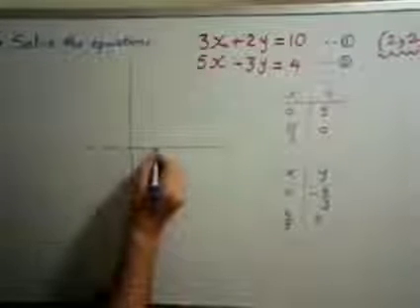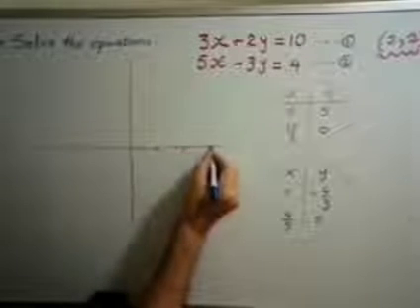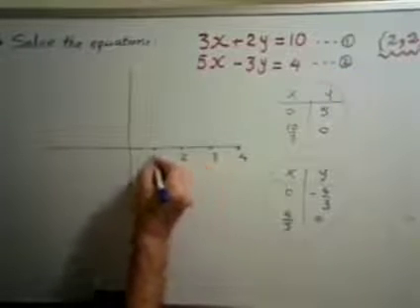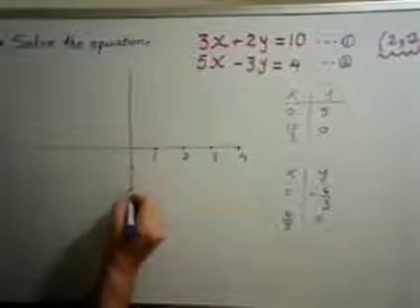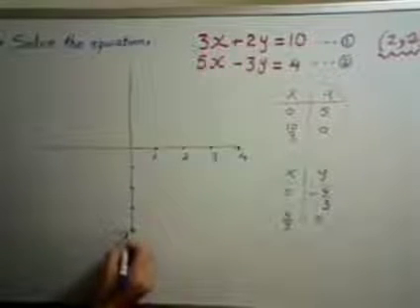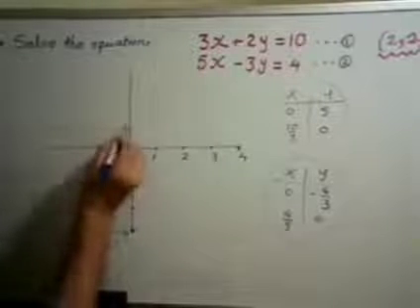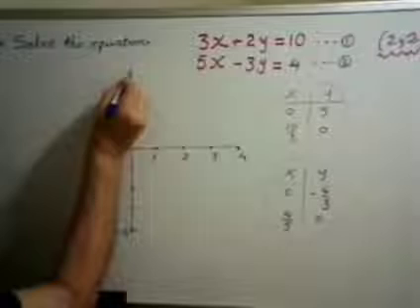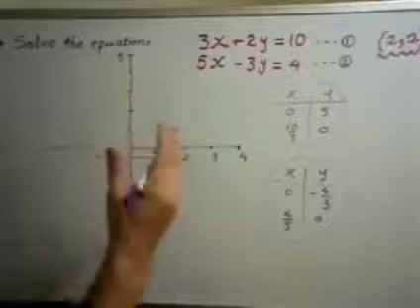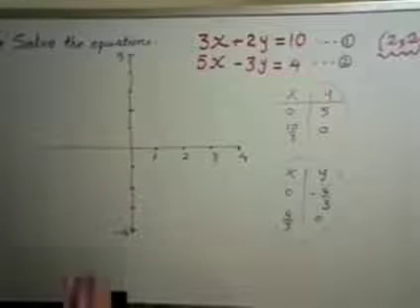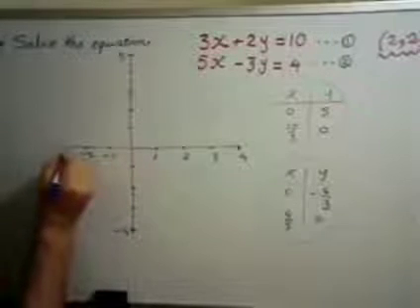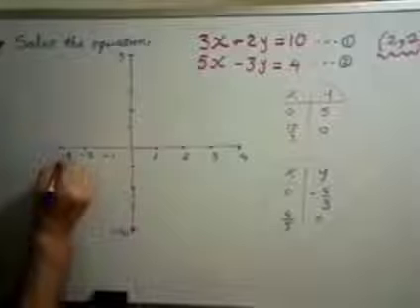Also 1, 2, 3, 4, negative 1, negative 2, negative 3, negative 4, 1, 2, 3, 4, and 5. Try to get a suitable scale to draw your graphs. Here is negative 1, negative 2, negative 3, negative 4, and so on.